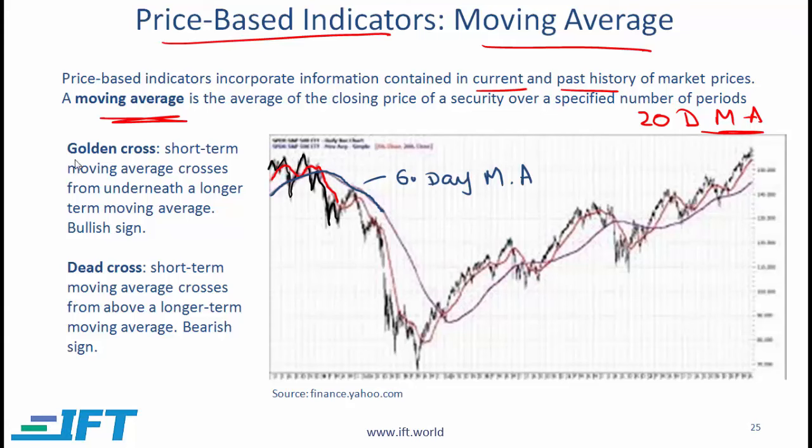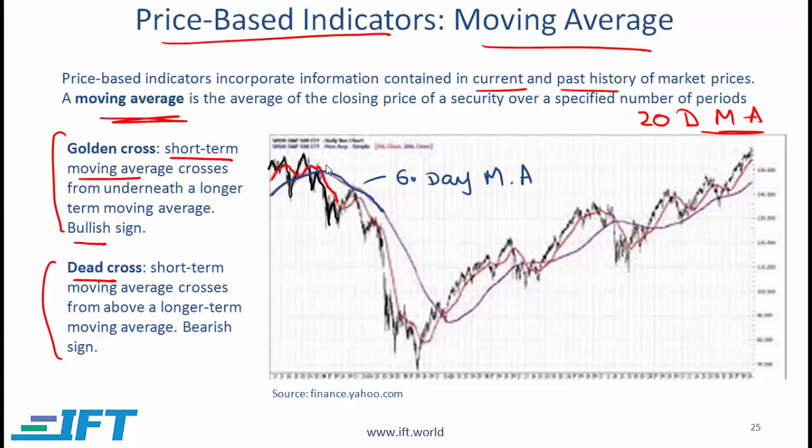Now let's understand the concept of a golden cross and a dead cross. With the golden cross, the short-term moving average crosses from underneath a longer-term moving average. This is a bullish sign. With a dead cross, a short-term moving average crosses from above a longer-term moving average. This is a bearish sign.